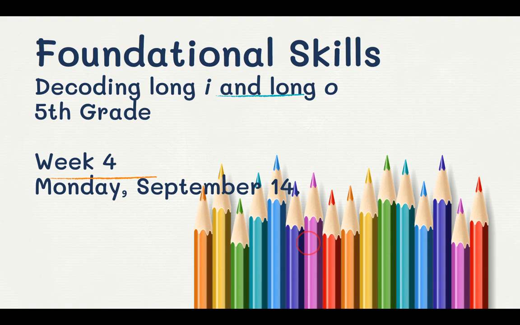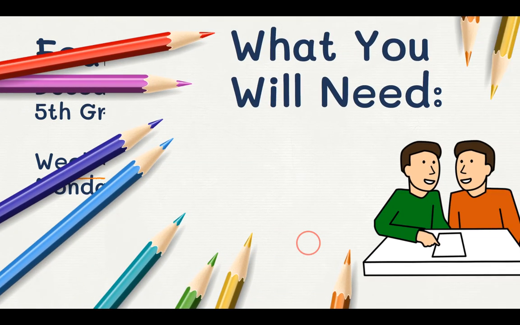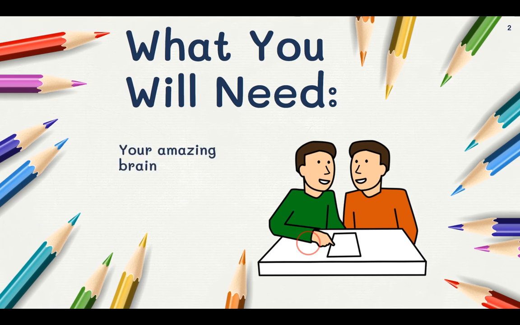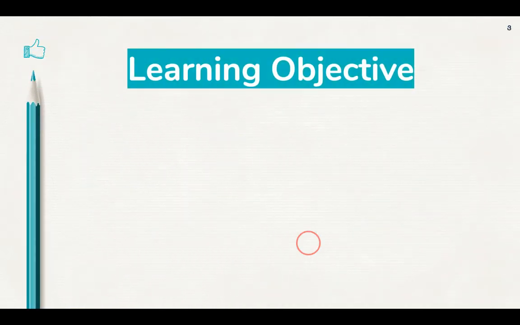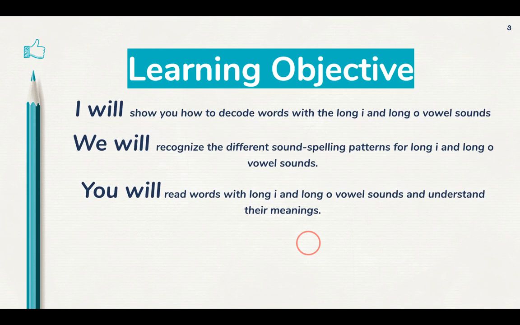For today's lesson, you will need just that awesome brain of yours, and I will need your full and undivided attention. Let's look at our learning objectives for today. I will show you how to decode words with the long I and long O vowel sound. We will recognize the different sound spelling patterns for long I and long O vowel sounds. You will read words with the long I and O vowel sounds and understand their meanings.